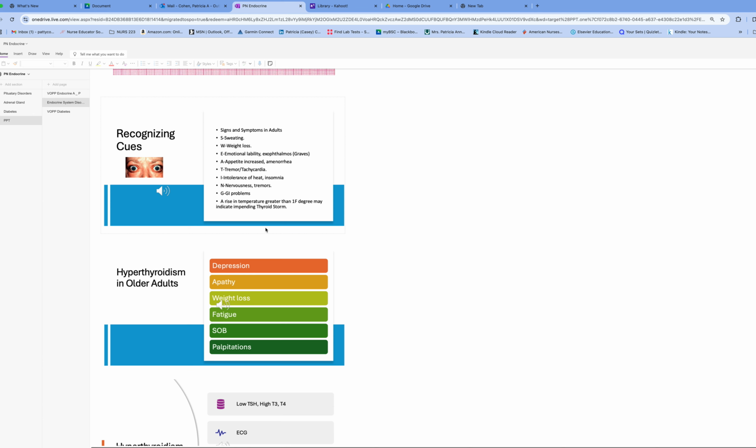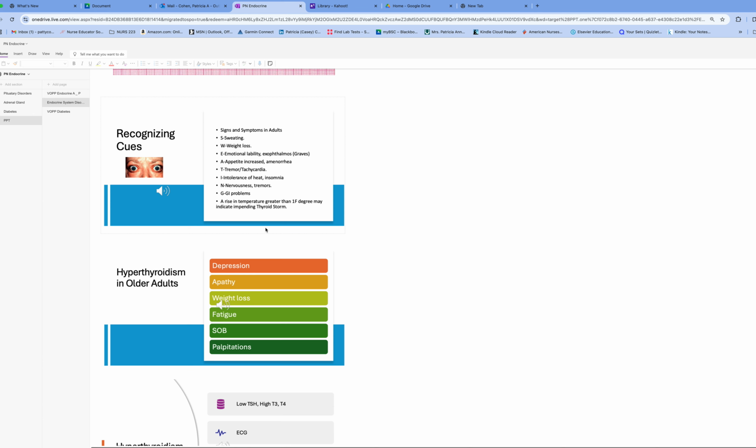They're going to be nervous and have tremors and they'll have GI problems, meaning they'll have frequent stools. Now, anybody that has hyperthyroidism is going to be at risk for thyroid storm. So any rise in temperature greater than 1 degree Fahrenheit may indicate an impending thyroid storm. And many times as a nurse in the hospital, you're going to be taking care of patients with thyroid disorders, and any type of stress can trigger a thyroid storm. So you have to keep this in mind.